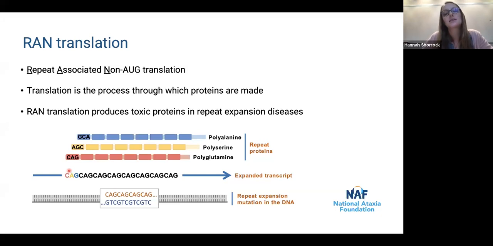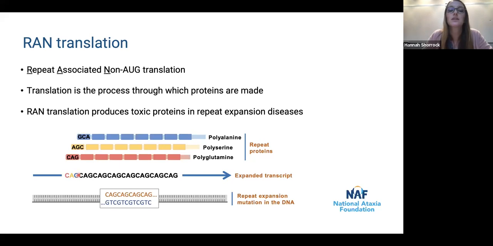Now, in repeat expansion diseases, where you have these really long stretches of, say, CAGs or CUGs, the translation machinery can get a little bit confused. It doesn't always start reading C and A and G together. If it did, 1 CAG codes for a glutamine amino acid, and we would end up with a polyglutamine protein if we read this as CAG, CAG, CAG. When the translation machinery gets confused, it can read it as an AGC. AGC actually codes for a different amino acid called serine, so reading as an AGC would generate a polyserine protein.